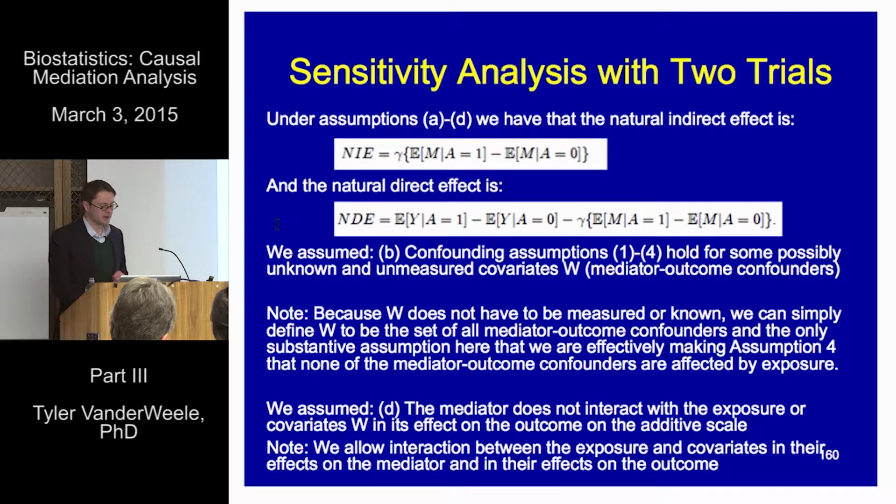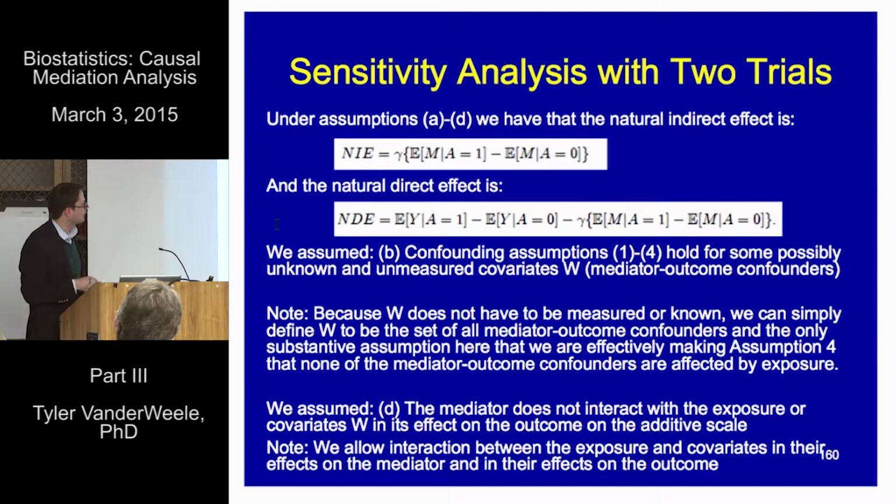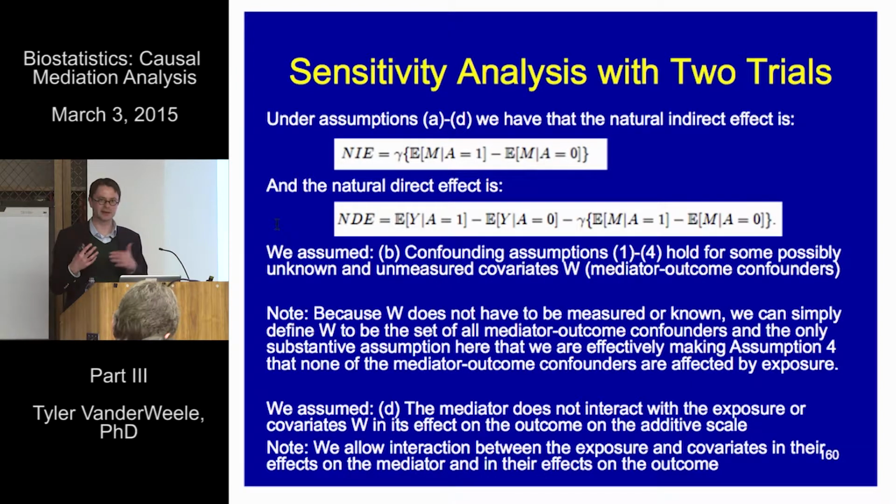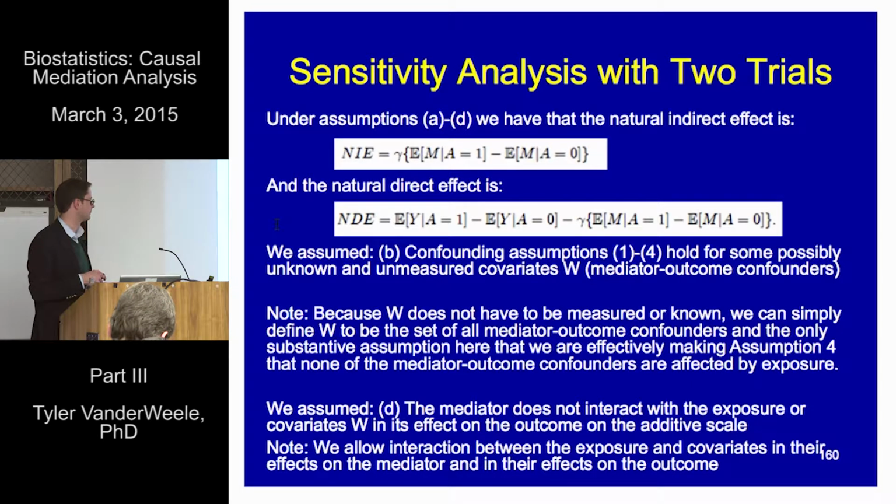Okay. We have made some assumptions even here. We've got rid of most of our confounding assumptions by randomizing the exposure in one group and the mediator in another group or another trial, or turning to the literature. But we are essentially assuming that conditional on some unknown set of covariates W, assumptions 1 to 4 hold. We could just define W as all the mediator outcome confounders. The assumption then essentially just becomes none of those are affected by the exposure. That's essentially what we're assuming here.